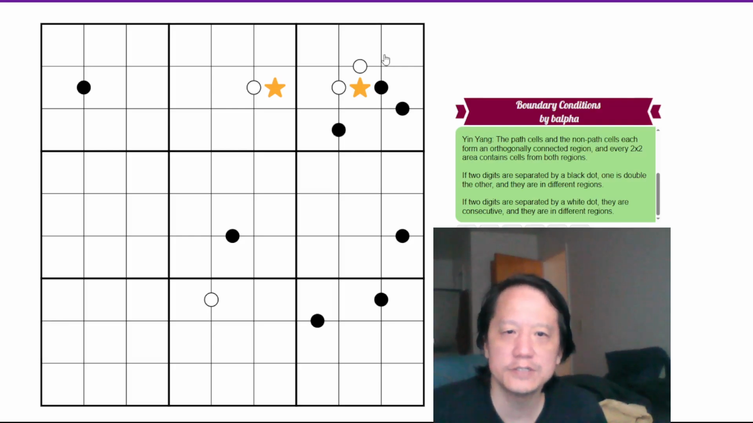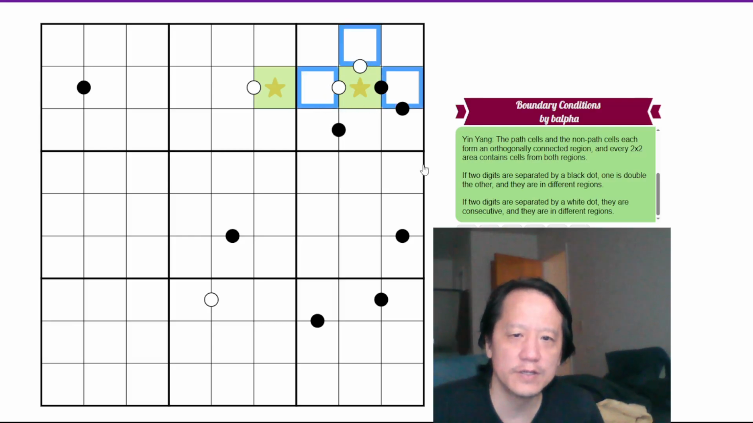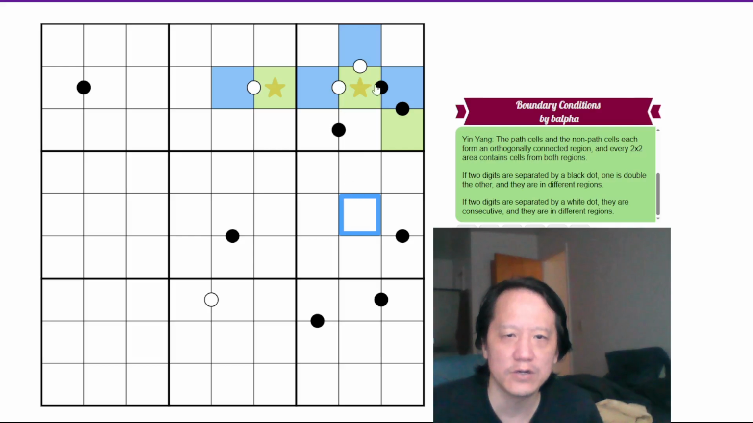Since every dot is essentially a boundary, these must all be different regions than this. So we're going to mark the cells on the path as green. We're going to mark the non-cells on the path as blue. Since these are blue, this is a different region than this. Same with this. This is blue because that's green. This must then be green here.